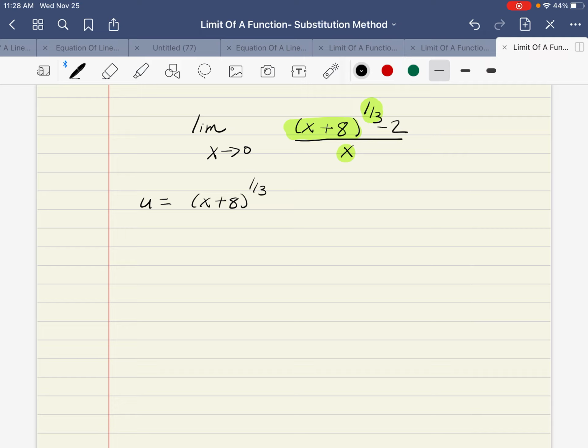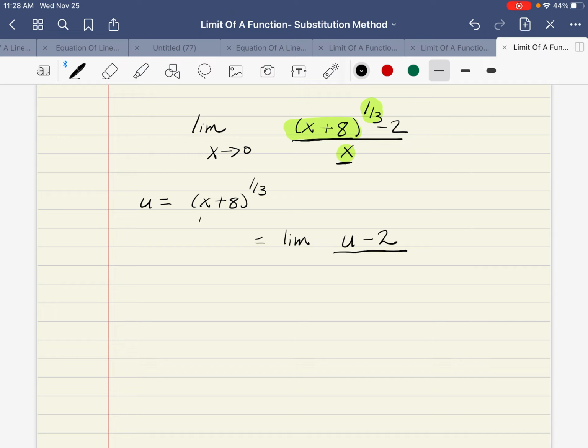So I'm actually rewriting my limit. So I got my limit. See, now this right here is now u. Minus 2 is just minus 2. So now I need to rewrite that x in the denominator in terms of u. But I need to go back here, and I need to work this out in order to do that.